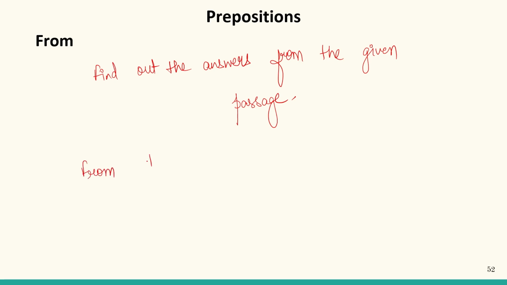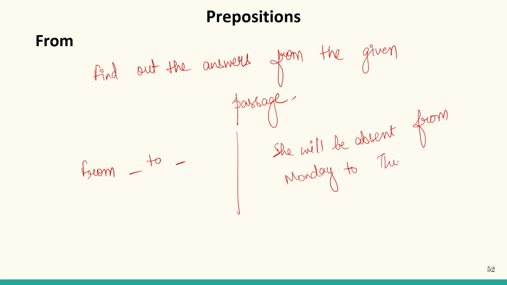Also, we use the preposition from with to. Now, from is basically used with to show the limit of time. For example, she will be absent from Monday to Thursday. Now, here we have a limit that is from Monday to Thursday. So, here we can use preposition from with to. So, from and to show the limitations.